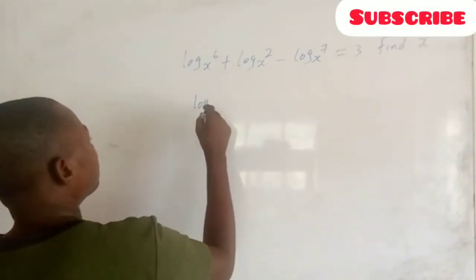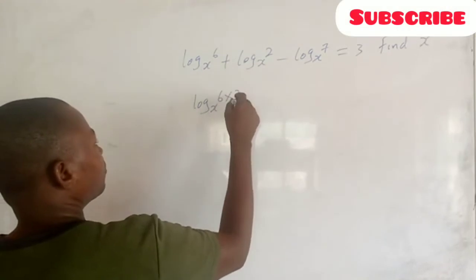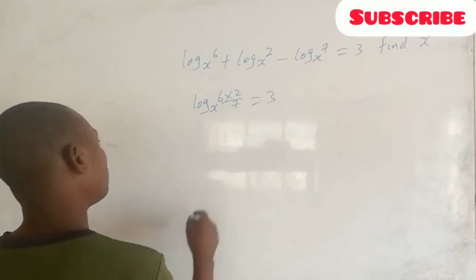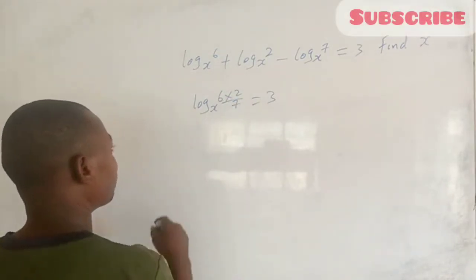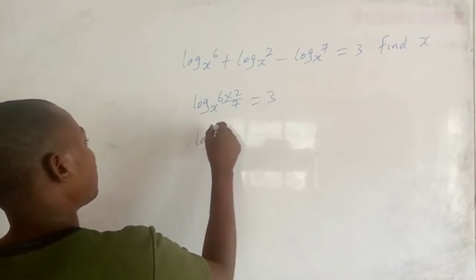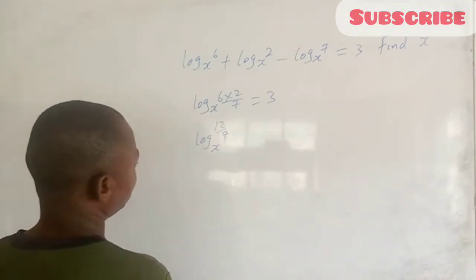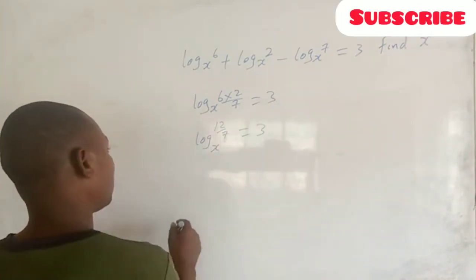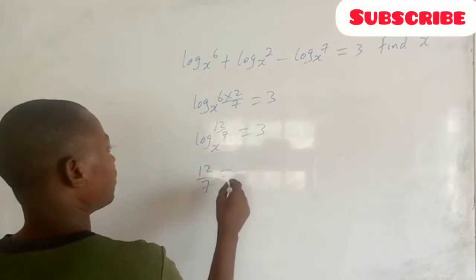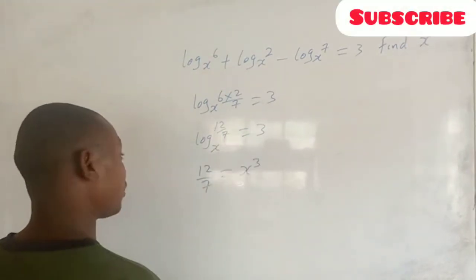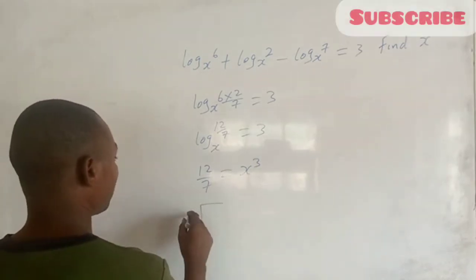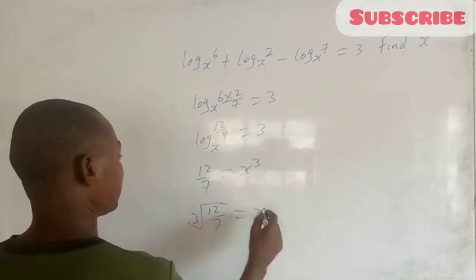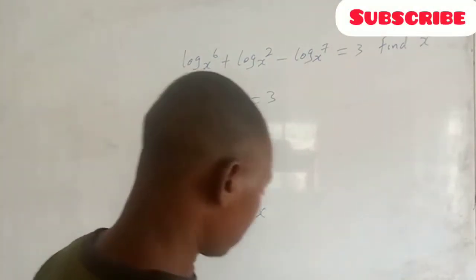If you have log x of 6 times 2 divided by 7, which is equal to 3, which means this 6 times 2 will give us 12. So we have log 12 over 7 to base x equals 3. So this x will go and raise this 3. That means we have 12 over 7 equals x raised to 3. Don't forget that the logarithm will have to disappear. So we have the cube root of 12 over 7 equals x. So that's how to handle that.